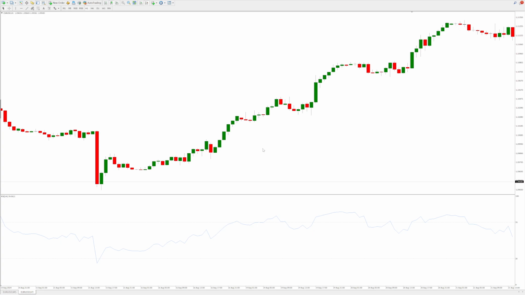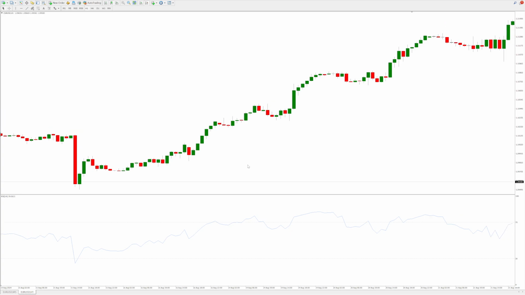So this is a strategy that involves the RSI, relative strength index indicator. As you can see here on my chart, this is a EUR/USD 1 hour chart in the MetaTrader 4 or MT4 platform. The RSI indicator comes free with this platform and most other charting platforms.